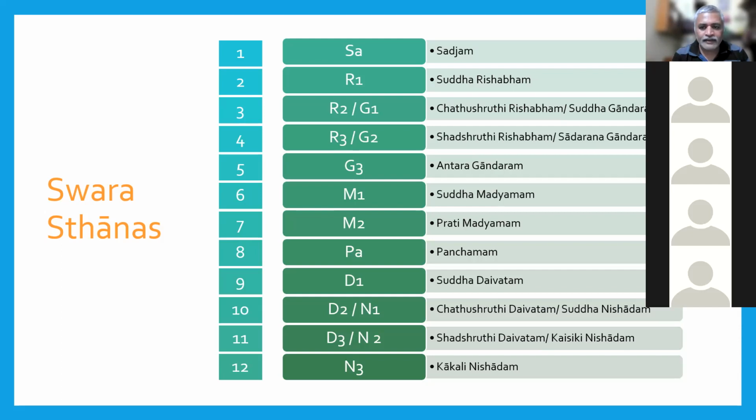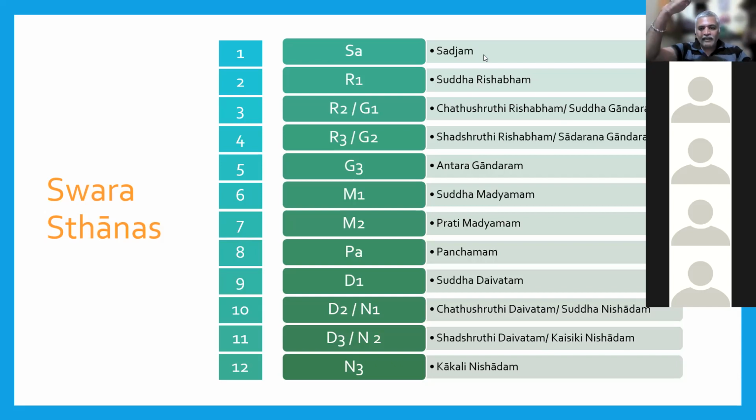Now Ma 1 is Shuddha Madhyama. It does not share the space with anybody else. Antara Gandhara also is not sharing space with anybody else. It is on its own. Now, there are two Madhyamas. One is Shuddha Madhyama, the second one is Prati Madhyama. Then you get Panchamam.